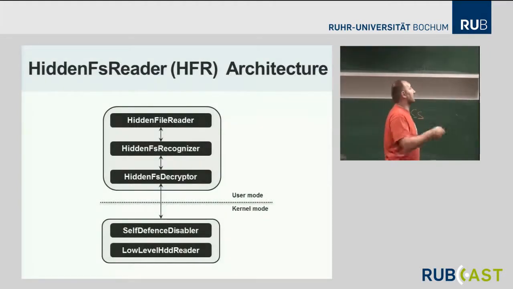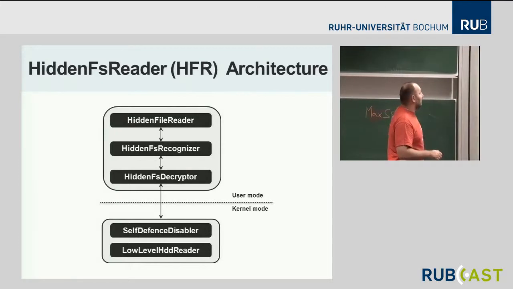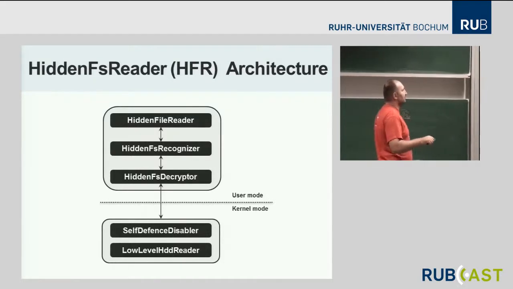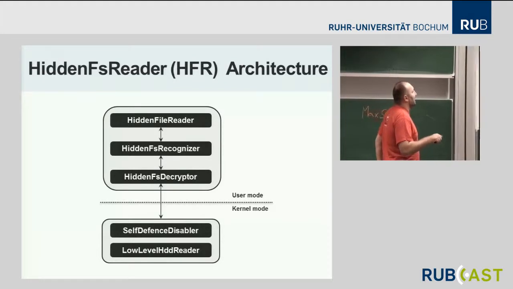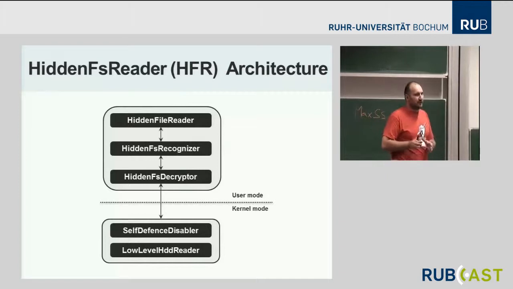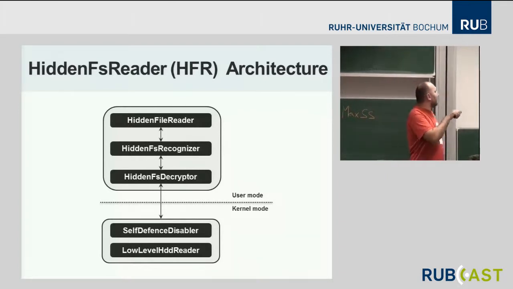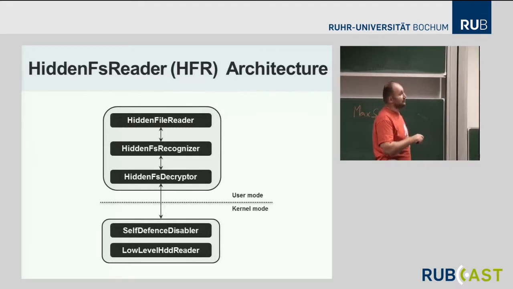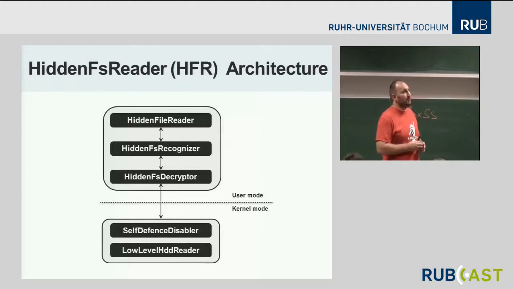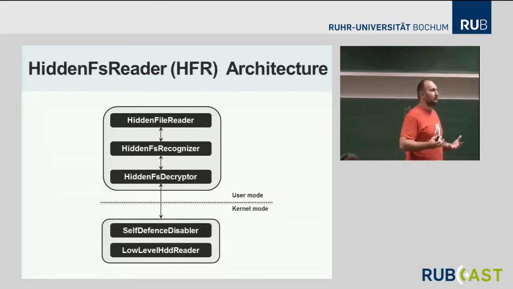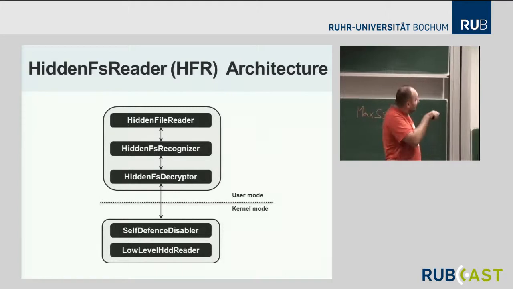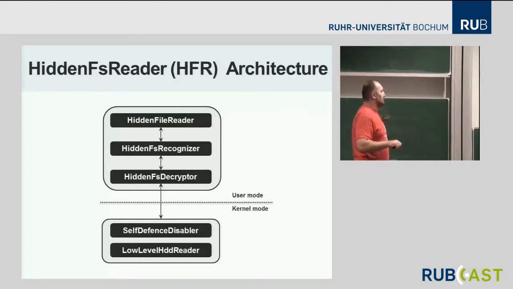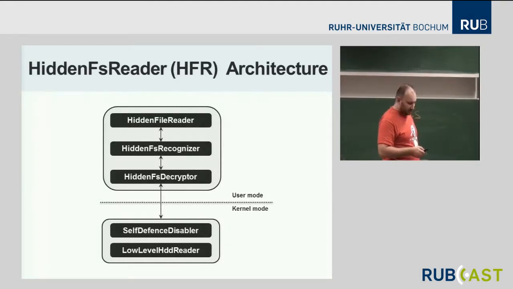How does it work? This is the HiddenFS Reader architecture. Two very important components. There is the user mode hidden file reader, a low-level reader, and the hidden FS recognizer. We restore the hidden FS structure and prepare special plugins for our tool, and this module recognizes the hidden FS. Next, the file system decryptor, because any modification is based on encryption algorithms, and we need to restore, and we add new decryptors. Kernel mode components are the self-defense disabler and the low-level HDD reader.